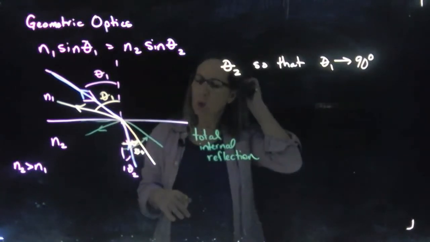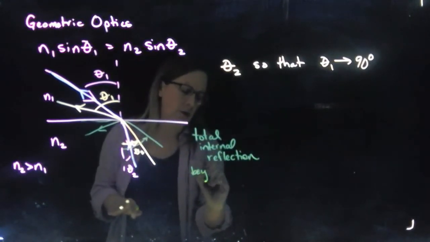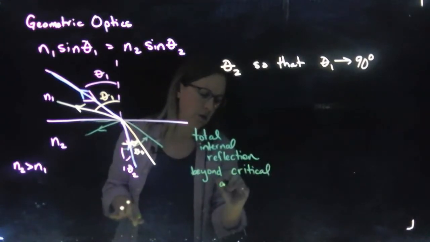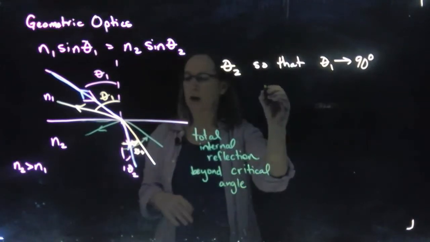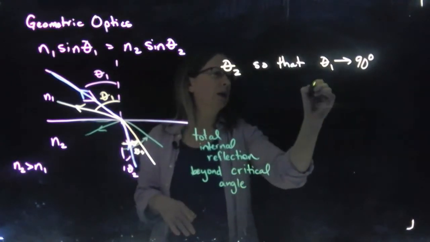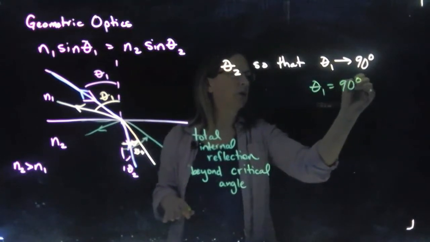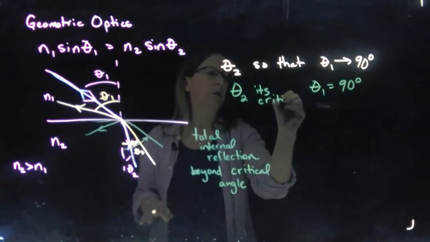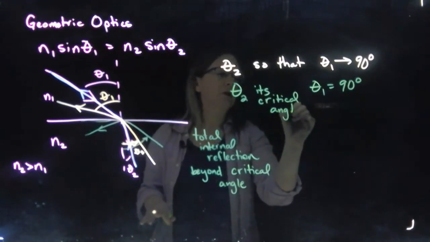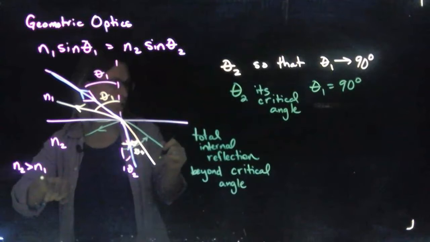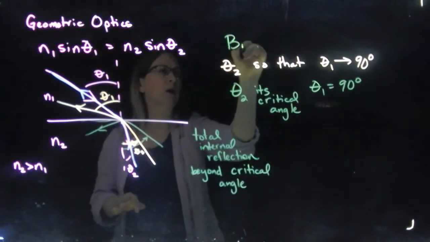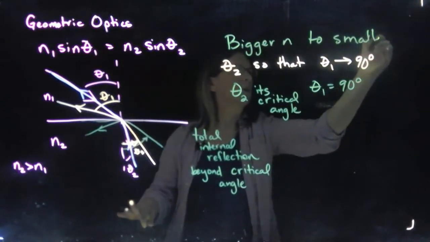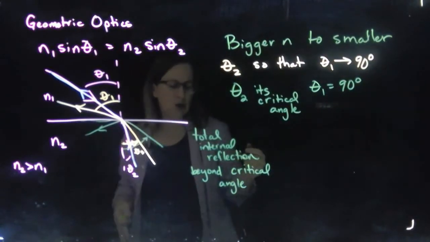And so that is once we are beyond this so-called critical angle. And the critical angle in this case would be when theta 1 is equal to 90 degrees, then theta 2 is at its critical angle for these two materials. And this only happens if we're going from a bigger to a smaller. Then we get this internal reflection.